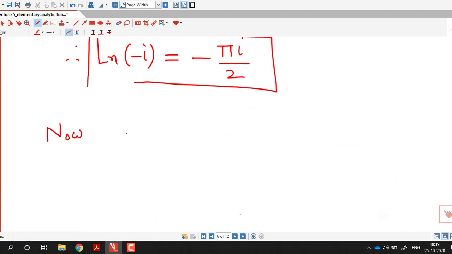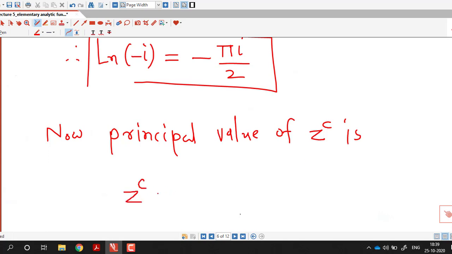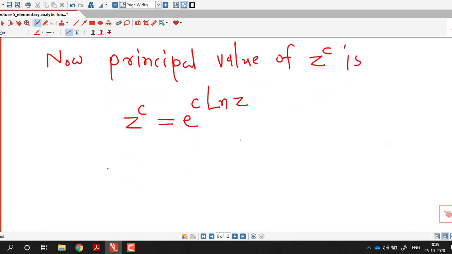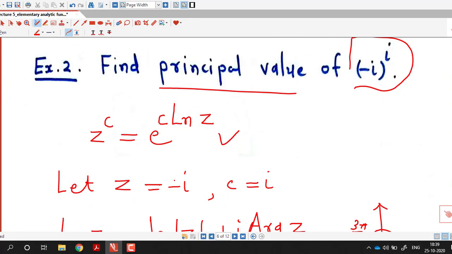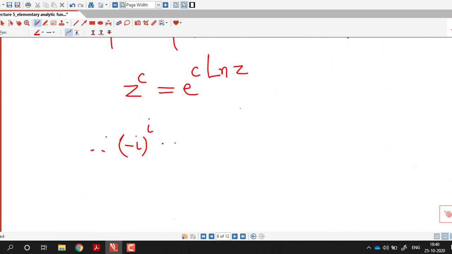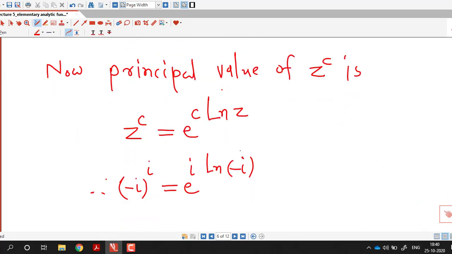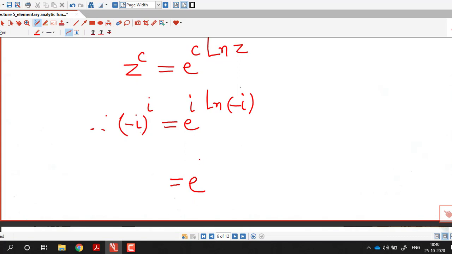So now the principal value of z raised to c is e to the power c times capital Log z. Here z is -i and c is i. So we put c equal to i, and Log of -i is -pi i/2. So this is e to the power i times (-pi i/2).